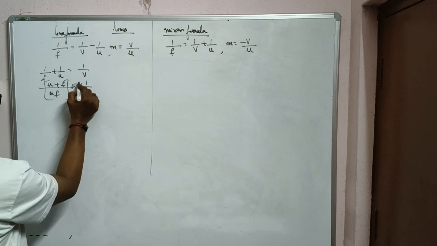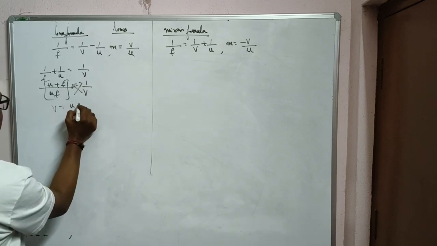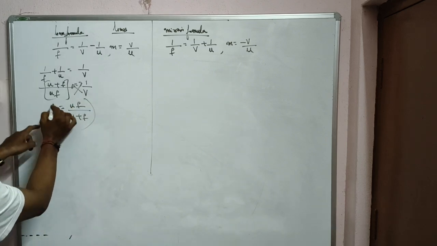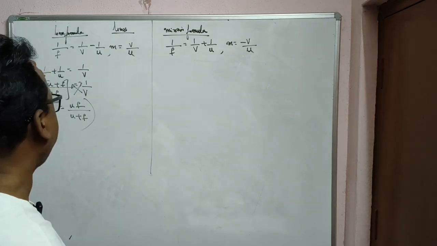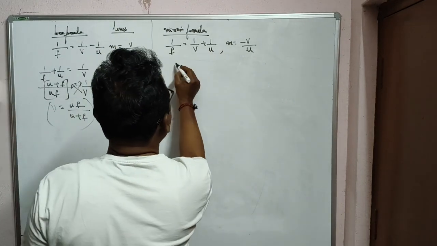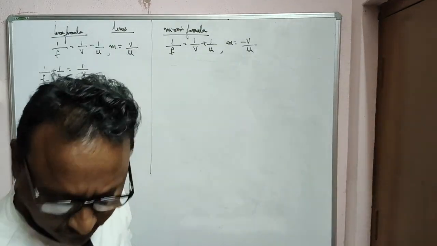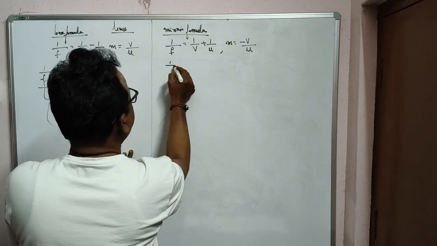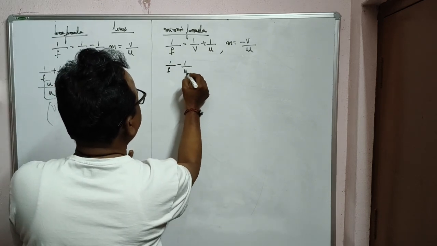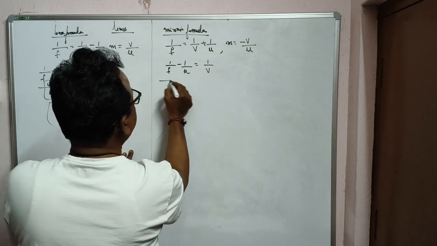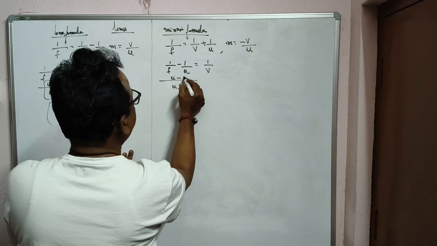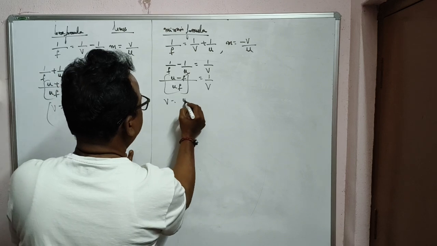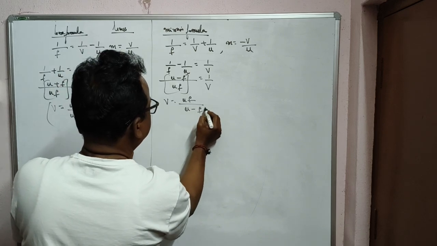Cross multiply, then you will get v is equal to uf by u plus f. So for the image distance shortcut formula, you need not take LCM. Directly uf by u plus f. In the same way, if you calculate for mirrors, convex and concave, you take this side: 1 by f minus 1 by u is nothing but 1 by v. Same, if you take LCM, (u minus f) by uf is equal to 1 by v. Cross multiply, you will get v is equal to uf by u minus f.